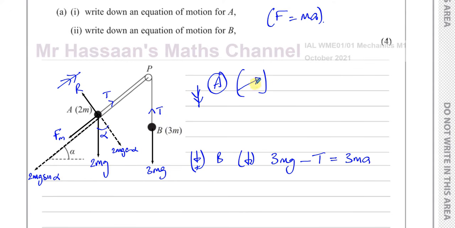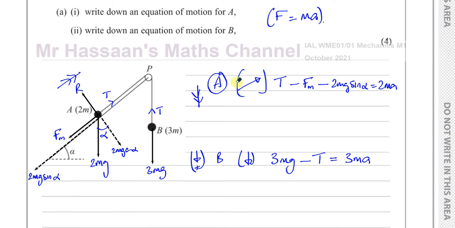What I'm concerned with is the equation of motion. A is moving in this plane, it's going up the plane, so we can say that the resultant force is T minus the frictional force, which has reached its maximum value, and minus the component of the weight, which is 2mg sine alpha, is equal to the mass times acceleration, which is 2ma.